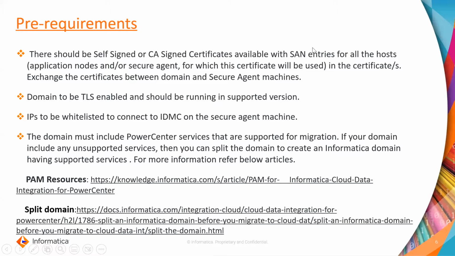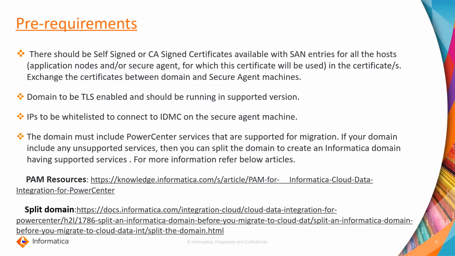Now let's talk about pre-requirements before starting migration. There should be a self-signed or CA-signed certificate with proper sign entries for the domain and secure agent machine. We have to exchange certificates between the domain and secure agent machines. The domain should be TLS enabled and it should be running in a supported version. IP should be whitelisted to connect to IDMC on the secure agent machine. The domain must include Power Center services that are supported for migration.